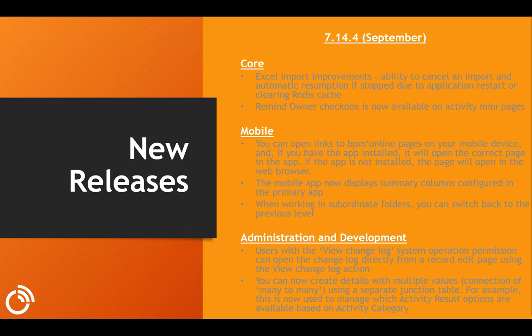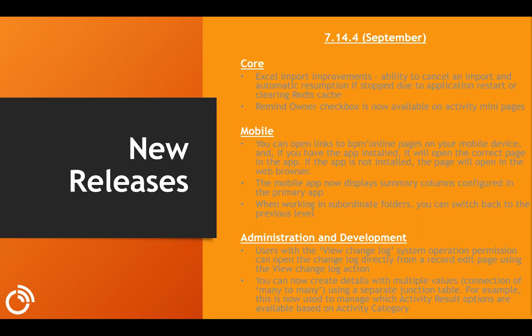There are also some changes on the admin and development side. If you're using the View Changelog option, they've added the ability to get to that data directly from a record edit page. That one is typically restricted to administrator users by default. And then you also have the ability to create details with multiple values in a separate junction table. So essentially what this means is a more advanced version of what we did with our lookup today, where you can have a many-to-many connection between those records.